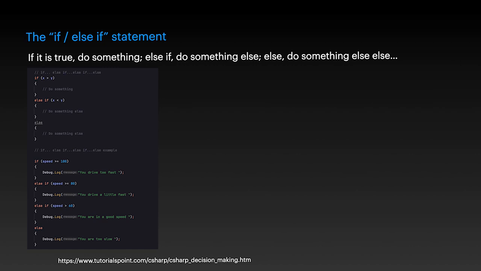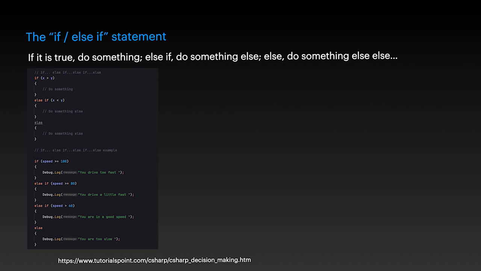If you want to have a lot of statements in between if and else, you can put else if. Yeah, so for example, if it is true, do something. Else if, do something else. And you can put a lot of different else if, and at the end, you can put else, right? So for example, let's see the second one.